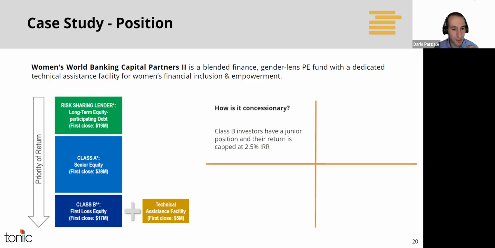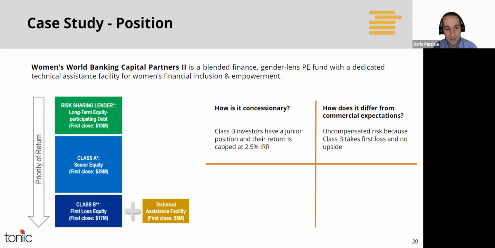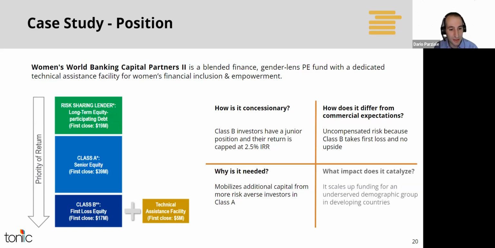This is concessionary because Class B investors have a junior position and the return is capped at 2.5% IRR. It differs from commercial expectations because Class B investors take an undercompensated risk since they protect the position of Class A investors without having a greater financial return upside. It is needed because it mobilizes more risk-averse investors who can invest in Class A equity, and the impact that it catalyzes is to scale up funding for underserved demographic groups in developing countries.